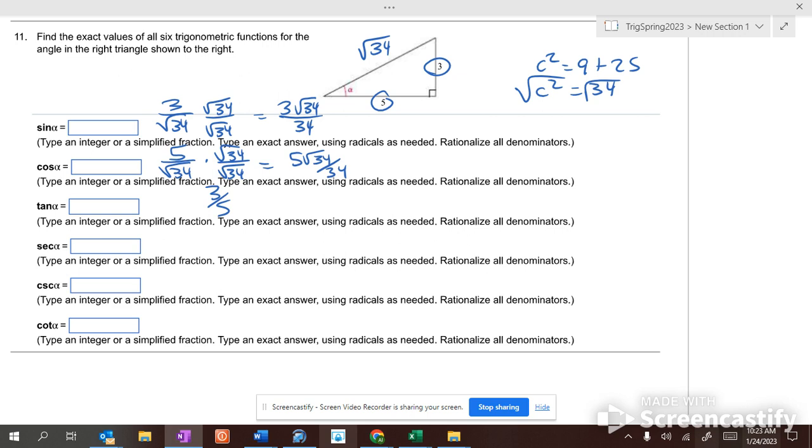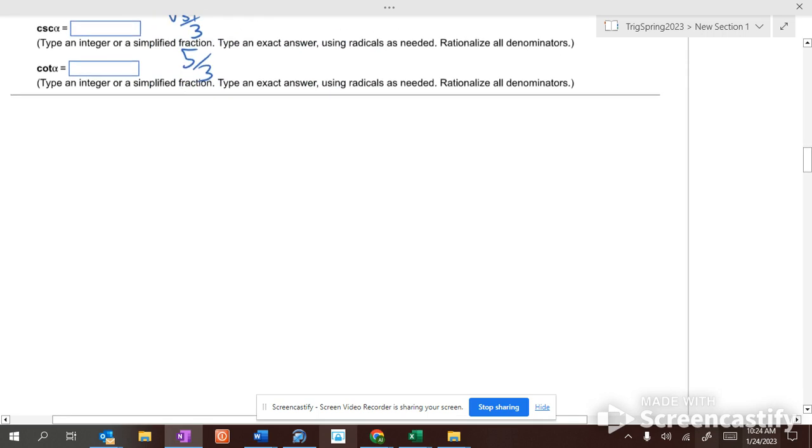Secant is the reciprocal of sine or cosine? Cosine. So you take the original one, not the rationalized one, and flip it over. So it's the square root of 34 over 5. Cosecant is the square root of 34 over 3. And cotangent is 5/3. Okay? So you'll be doing some of that again.